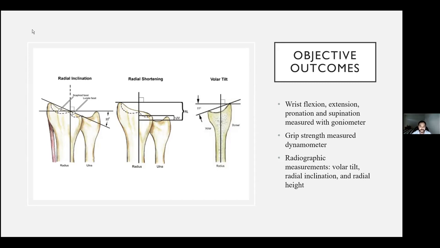Radiographically, they measured volar tilt, radial inclination, and radial height. And this image to the left kind of details how you take those measurements. And those measurements were done in the immediate postoperative period, and then when the fracture was found to be in union.